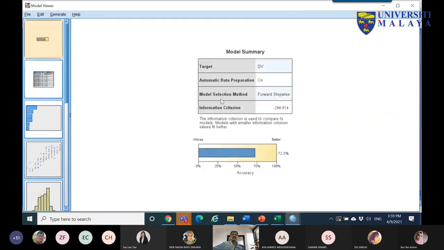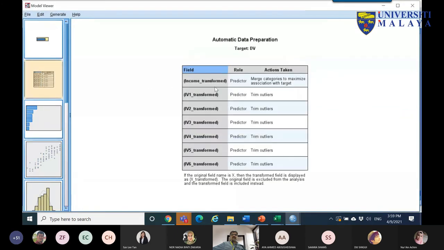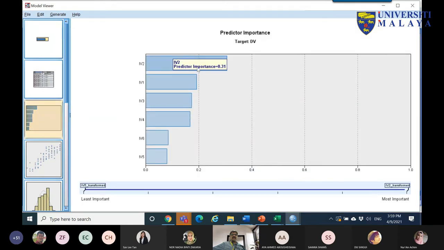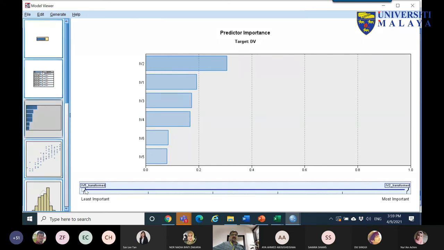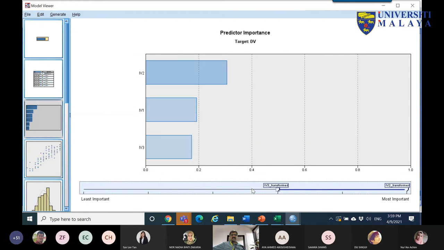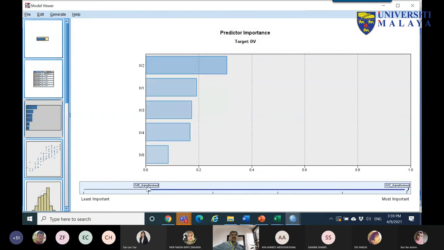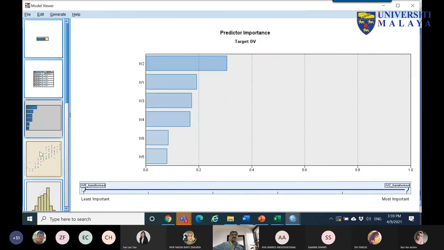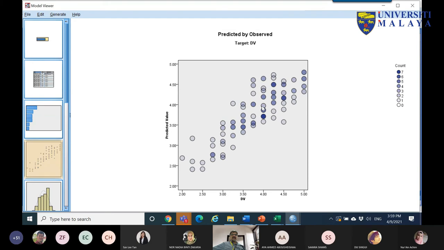So now the first slide shows the model, correct? And the action taken: trim outliers, the system cleans automatically. And as you can see here, the most important factors, the predictor importance, you can change it if you like, based on the most important factors, the three most important factors, or four, or five, or six. So this is the predicted accuracy.